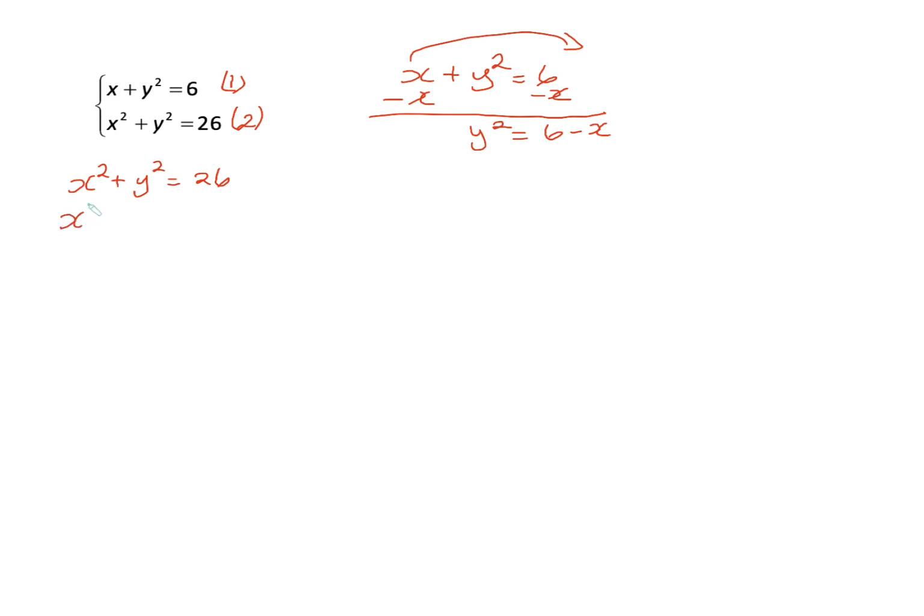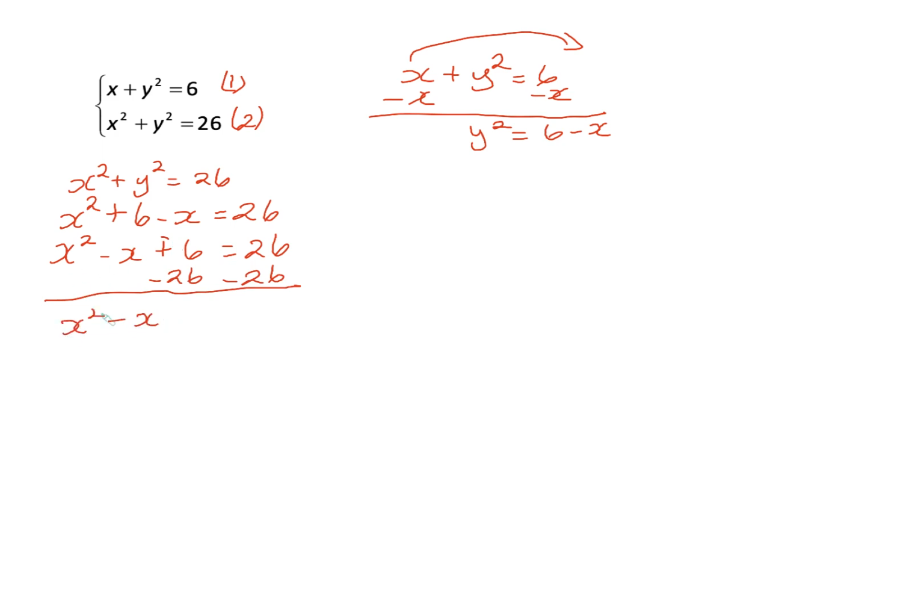So we can rewrite y squared in terms of x. So here I have my x squared plus, now because it's a positive, we can just drop that there because we know that y squared is 6 minus x, equals 26. I'm going to rewrite this in standard form. So this will be x squared minus x plus 6 equals 26. Now remember, to solve this, it must equal 0. So we're going to subtract 26 from both sides. So I have x squared minus x minus 20 equals 0.